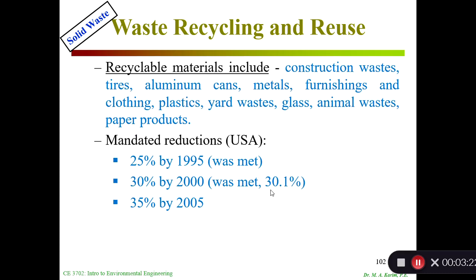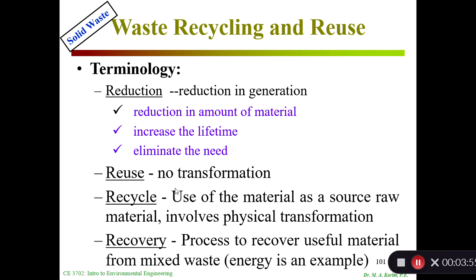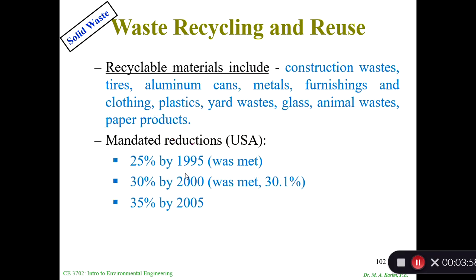The recycled materials include construction waste, tires, aluminum cans, metals, furnishing and clothing, plastics, yard waste, glass, animal waste, paper waste, and so on. Mandated reductions in the USA: 25% by 95, 30% by 2000, 35% by 2000. In this case, the state usually doesn't approve or allow any renewal of permit or expansion of a landfill permit until they meet those requirements.